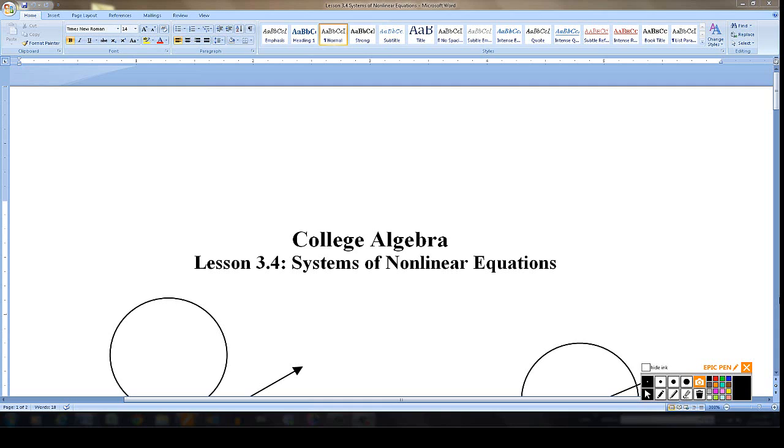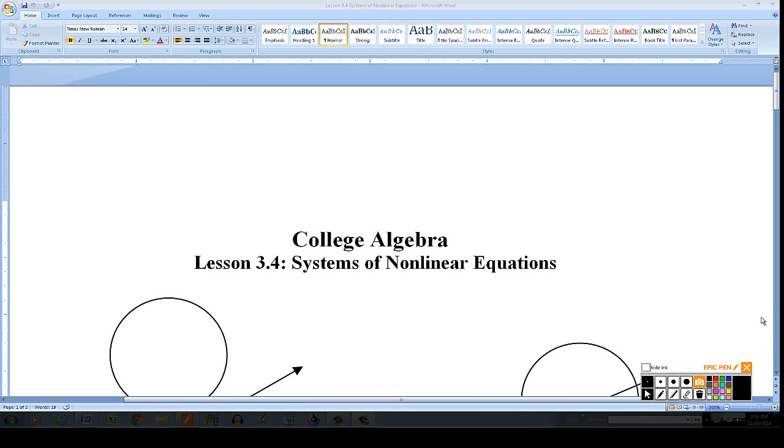In this lesson 3.4, we'll be looking at systems of nonlinear equations. That is, at least one of the equations is nonlinear. In other words, you could have a first degree equation which could represent a line, possibly a plane, and the other one could be second degree, that may represent a circle or a parabola or an ellipse and so forth.